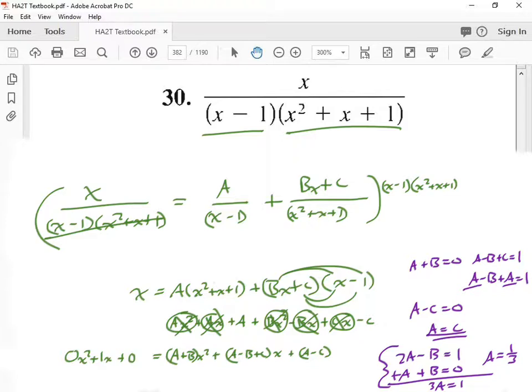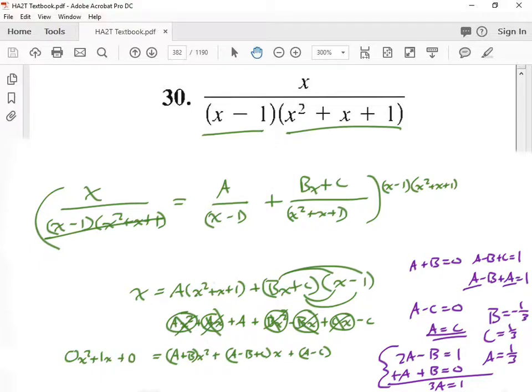If A is 1/3, that means C would also be 1/3. But what would B equal? Let's see. If I plug in A right here, wouldn't you just subtract it to the other side? And wouldn't you get B equals negative 1/3? Yeah, heck yeah.